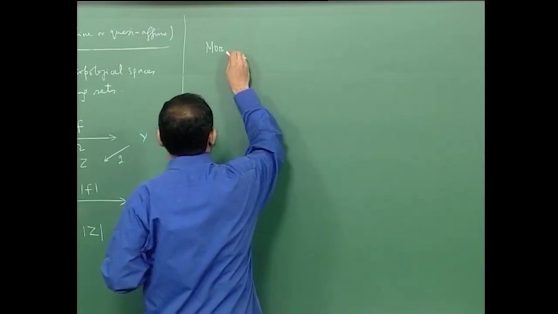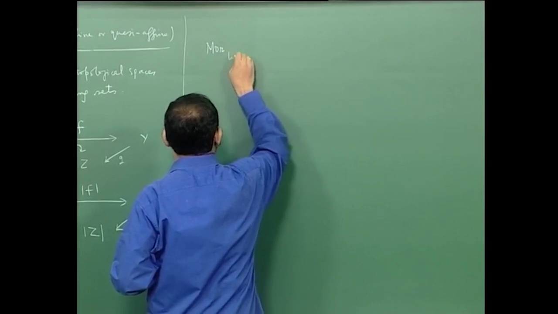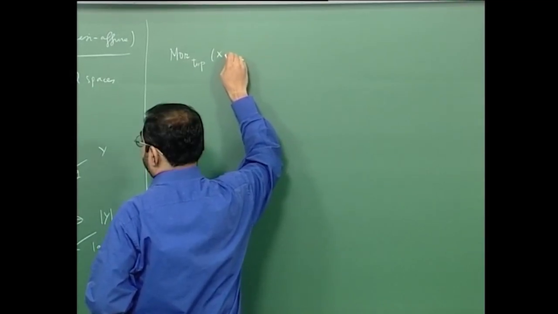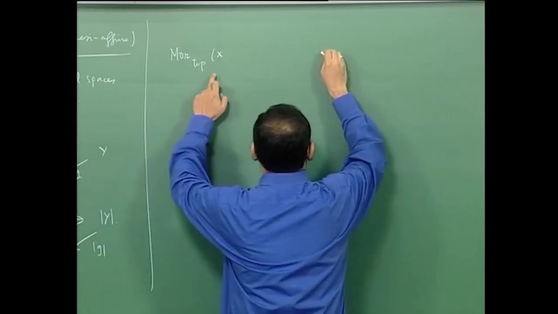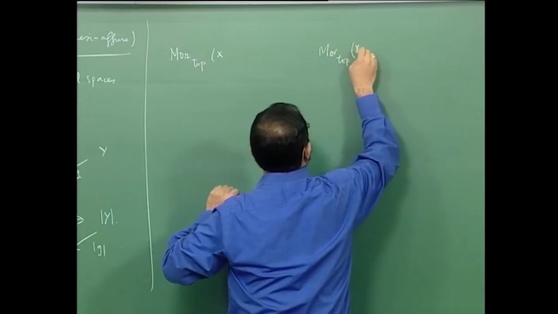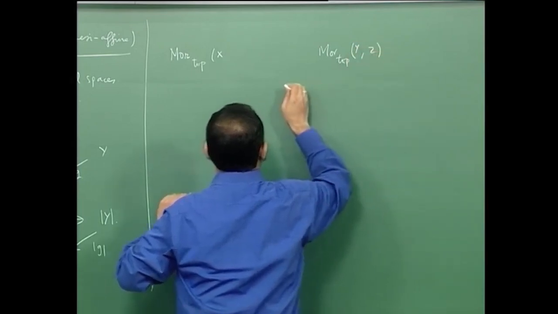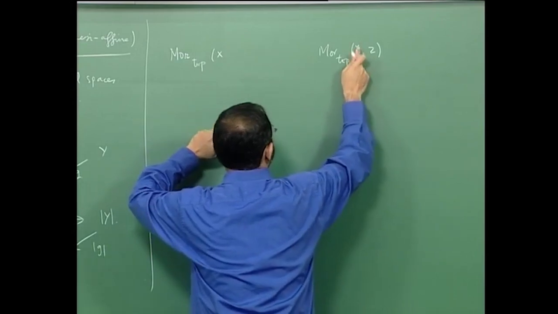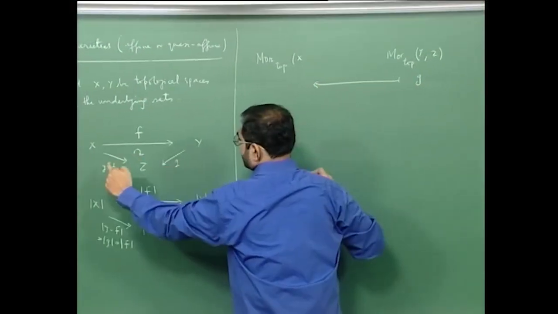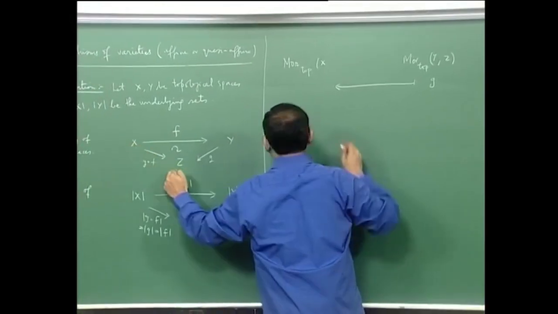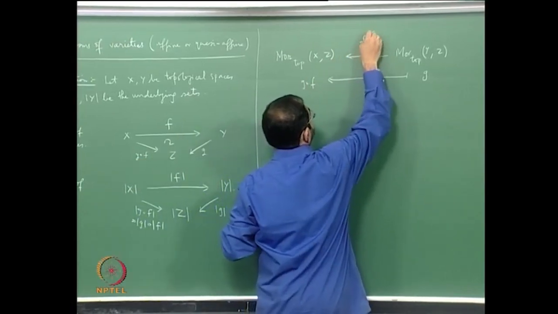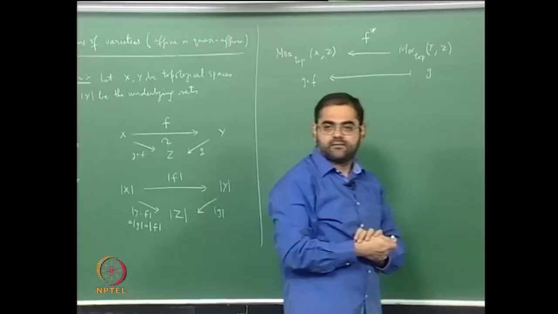So you see, let me do the following thing. I'll take morphisms of topological spaces from y to z. And if you give me a morphism of topological spaces from y to z, namely g, I get a morphism of topological spaces from x to z, which is g circle f, and this map which is going in the reverse direction, one writes this as f star. This is called the pullback of morphisms.